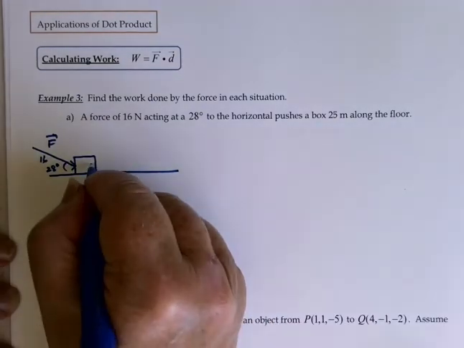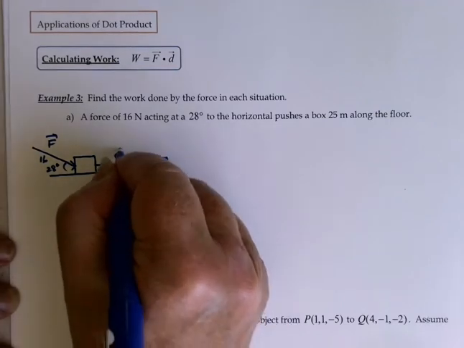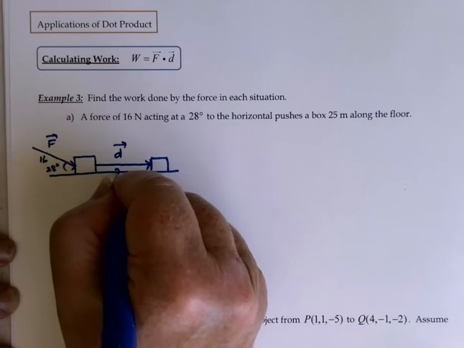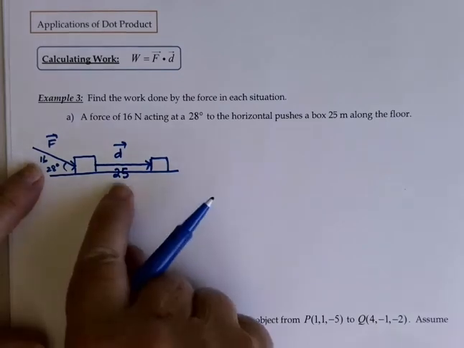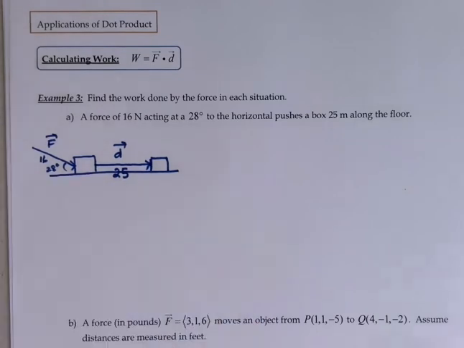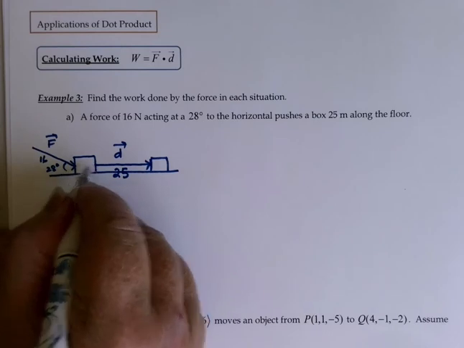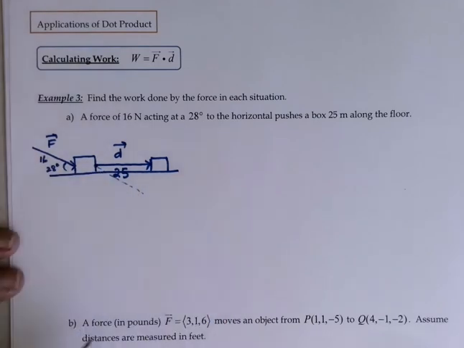And we're going 25 meters along the floor. We know the magnitudes of both the force and the distance, 16 and 25, and we actually know the angle between them is 28 degrees. Again, just as a reminder, you would have to take this F and translate it so that they both started at the same point to actually see that 28-degree angle in there, but it is the angle between the 2.